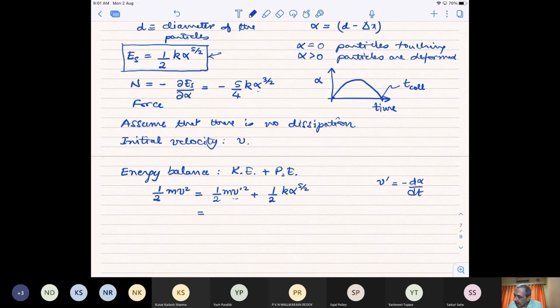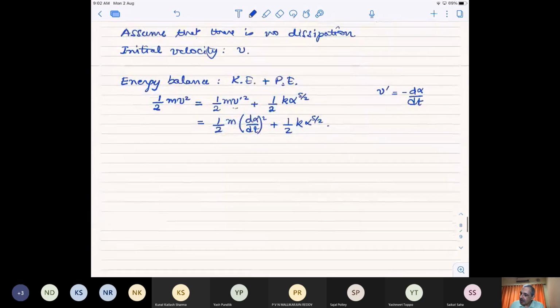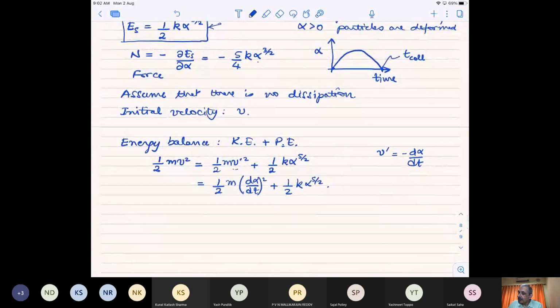So our equation then simplifies to half m into d alpha by dt whole squared plus half k alpha raised to the power of 5 by 2. So in this equation, everything is given to us. The only thing we don't know is alpha as a function of time. So if we solve this equation, then we will get this graph.